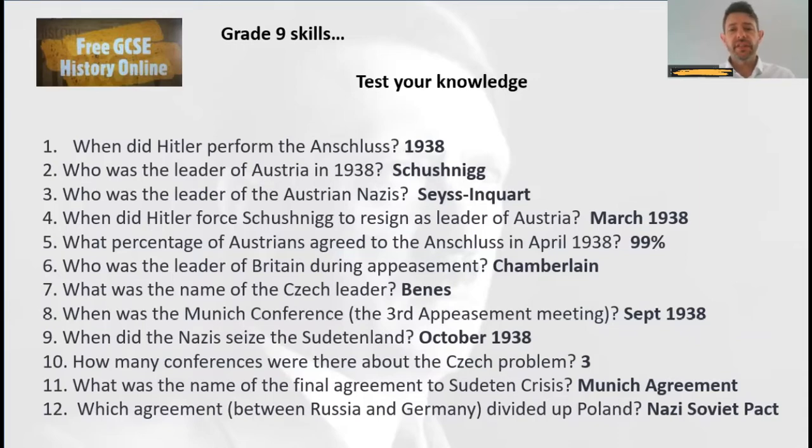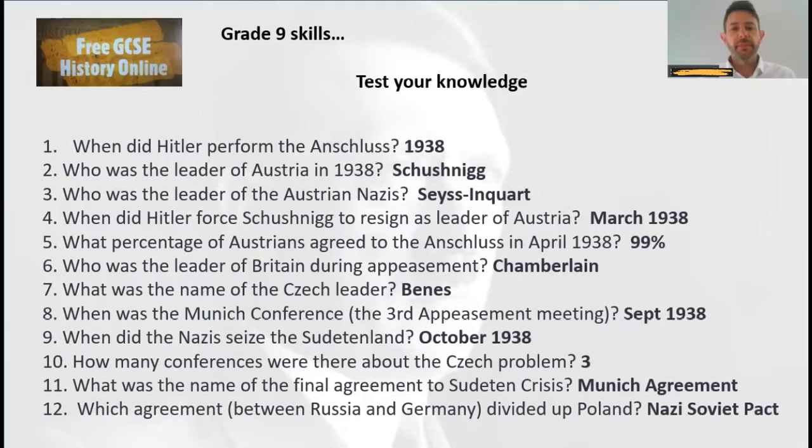What percentage of Austrians agreed to the Anschluss in April 1938? So obviously they had a referendum then. Initially in the deal Schuschnigg and Hitler had, there was going to be a referendum. Hitler said he didn't want that referendum. He didn't think it was going to be fair. And he then asked for Schuschnigg to make Seyss-Inquart the leader. And then after Hitler had invaded and taken control, they had the referendum. And what a surprise, 99% agreed.